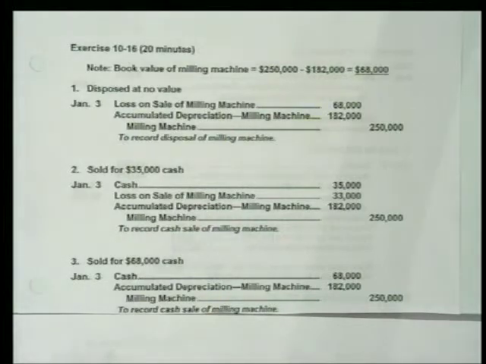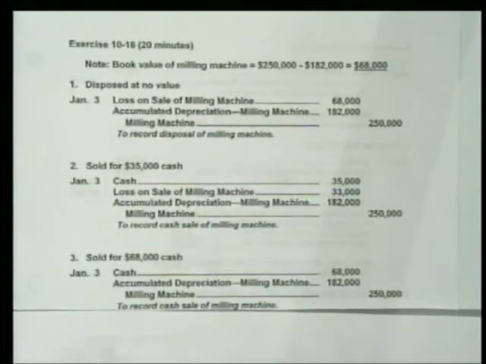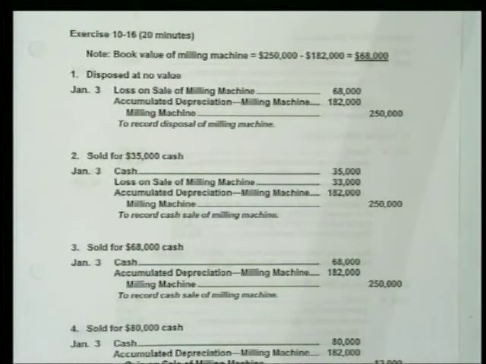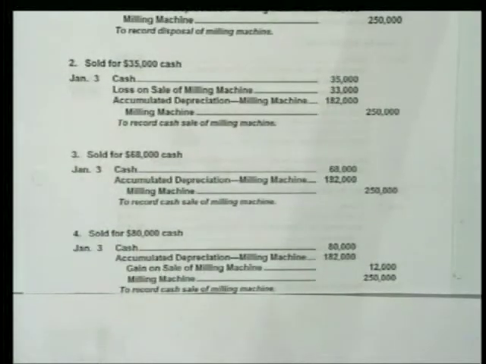Okay? And then in the final instance, we sold it for an amount that was above the book value. We sold it for $80,000 cash, which is $12,000 more than the book value. And I believe that's how much gain was recognized. Oops, I need to move that up a little bit, don't I? Okay? Once again, follow the steps. I kind of like these sort of questions, though, because they incorporate a lot of different fixed asset concepts into them. Okay?